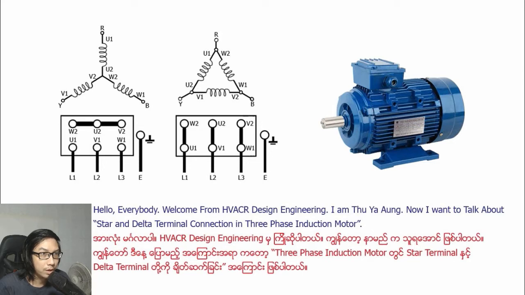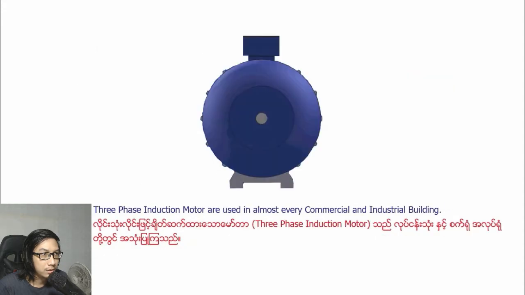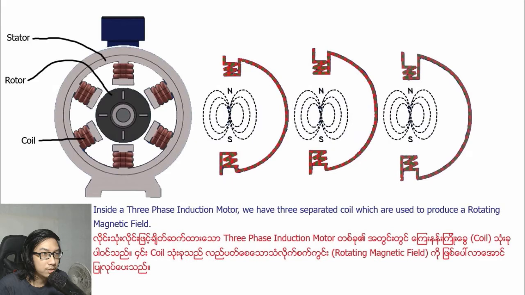I am Tu Yao. Now, I want to talk about star and delta terminal connection in three-phase induction motor. Three-phase induction motors are used in almost every commercial and industrial building. Inside a three-phase induction motor, we have three separated coils which are used to produce a rotating magnetic field.